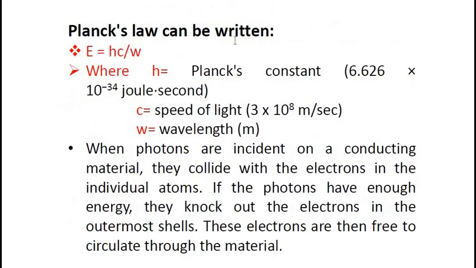Now Planck's law. Planck's law is given by E is equal to hc by W, where h is equal to Planck's constant and its value is 6.626 into 10 raised to minus 34 joule into second, and c is equal to speed of light and its value is 3 into 10 raised to 8 meter per second, and W is equal to wavelength in meter.